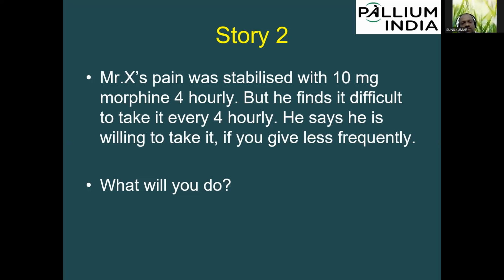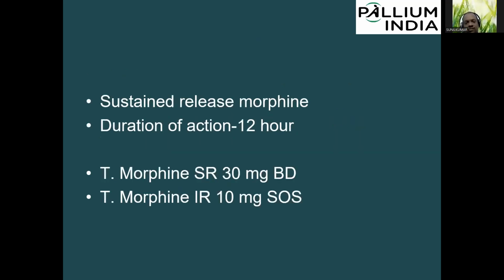So what is the total dose of morphine this patient is taking? Anybody please tell me? 60 milligrams. Yeah, 60 milligrams. So what would be the dose we need to give in this patient as controlled release or sustained release? 30 milligrams BD. Yeah, divided by 2, that is 30 milligram BD. But this patient can also have pain in between. So what are you going to do for this?